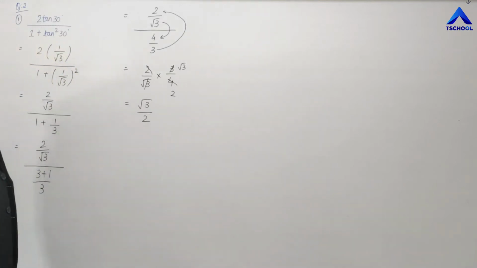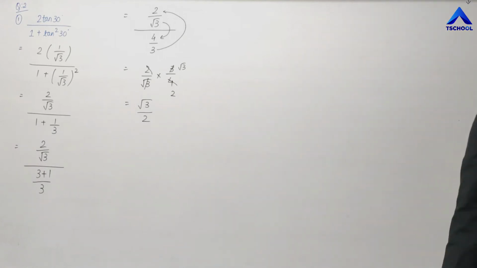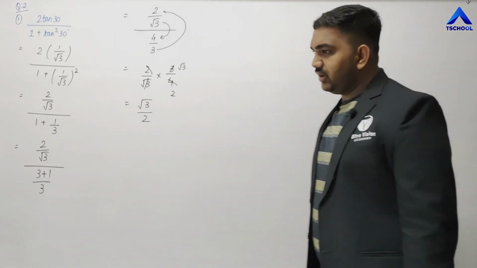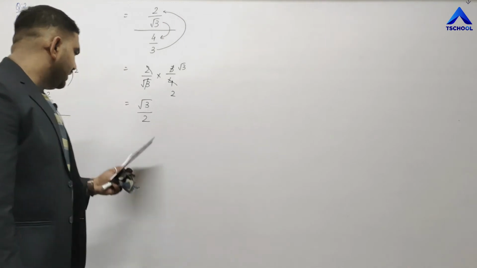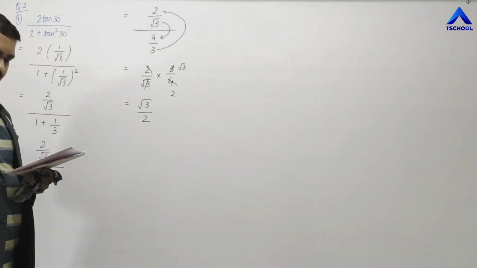But if you see here in the options, we do not have the answer like root 3 by 2, 1 by 2, 1 by 4 or anything like that. We have the answer in some ratio. So let us check out what ratio leads us to the answer root 3 by 2. So sin 60.